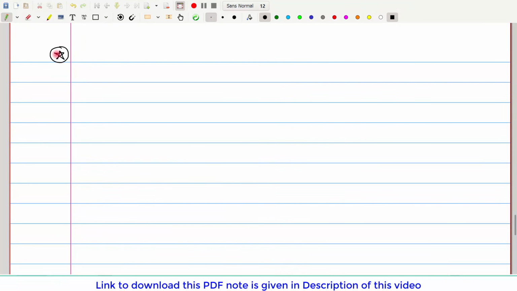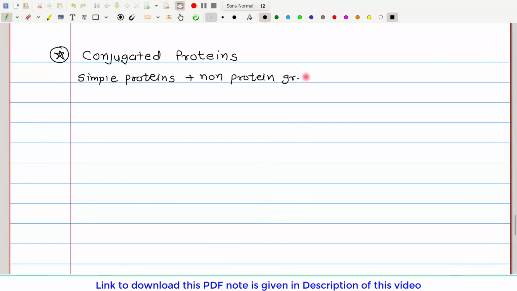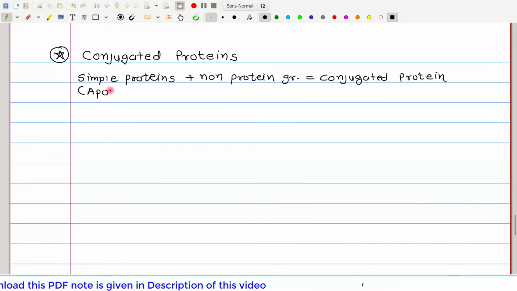Next we are going to look at the examples of conjugated protein. Now earlier we had talked that conjugated proteins are the simple proteins plus a non-protein group. When these two combine, we get a conjugated protein. So simple proteins, we can also call them apoprotein.